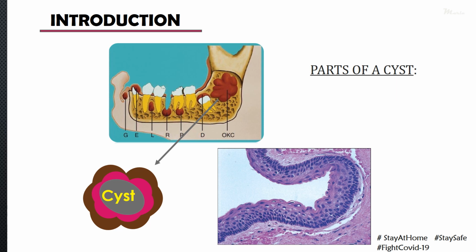This image depicts a histological picture of a cyst. Let us correlate this histological picture with the illustration for better understanding. As mentioned, a cyst basically has three well-defined parts. First is the cavity. As we all know, cysts are cavitary lesions, so a cyst will definitely have a cavity.